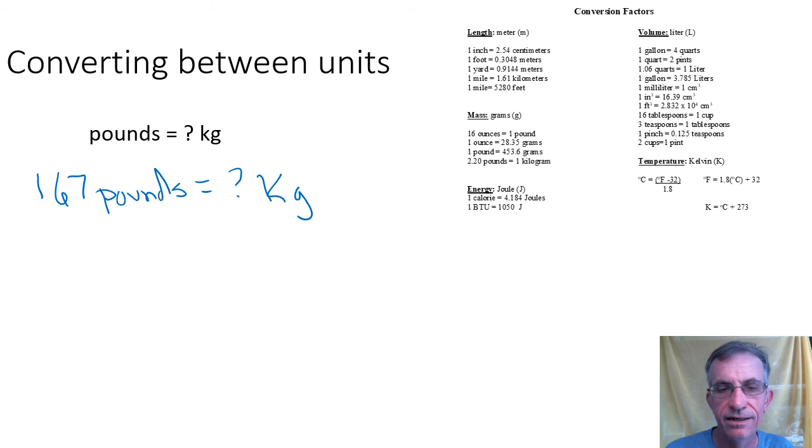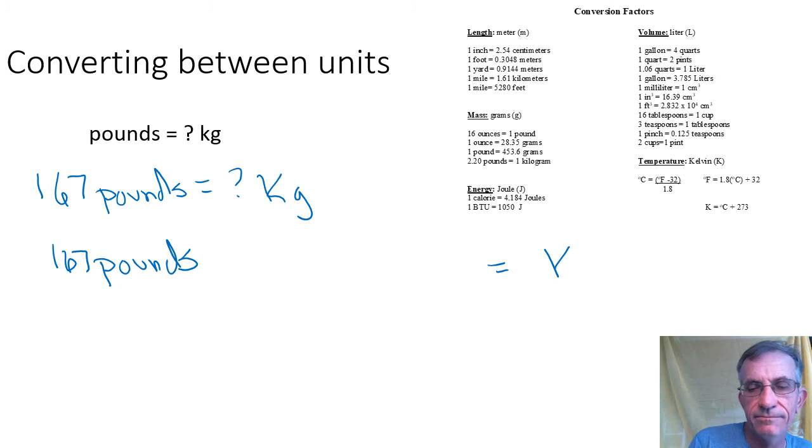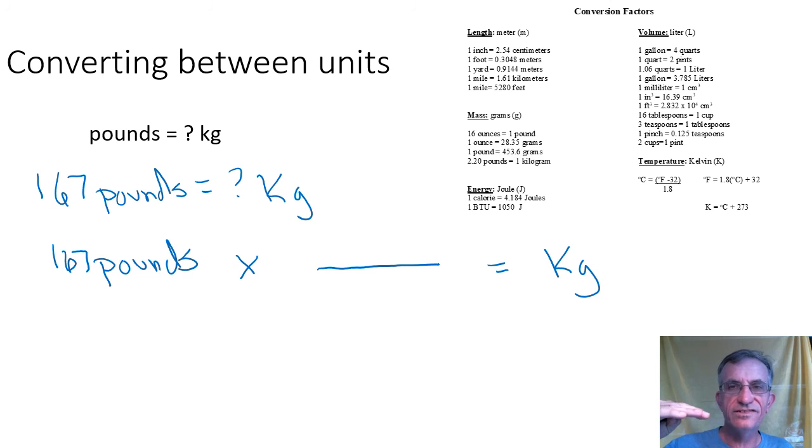Step one, write down your beginning number and unit. Write down the unit you're trying to go to. 167 pounds is how many kilograms? In the middle, in a minute, we're going to put a conversion factor. Half of it is going to go on top of the line, half of it on the bottom of the line. So step two is to find that conversion factor.